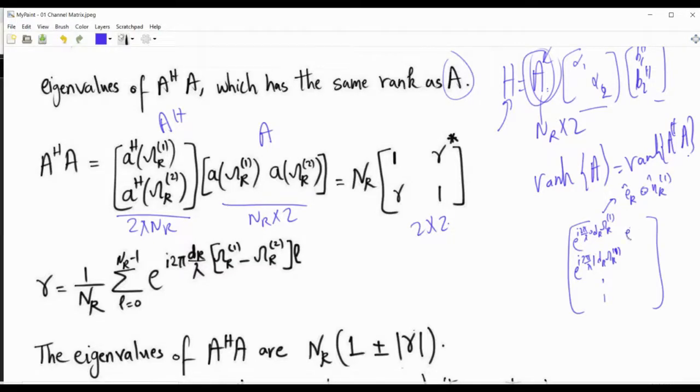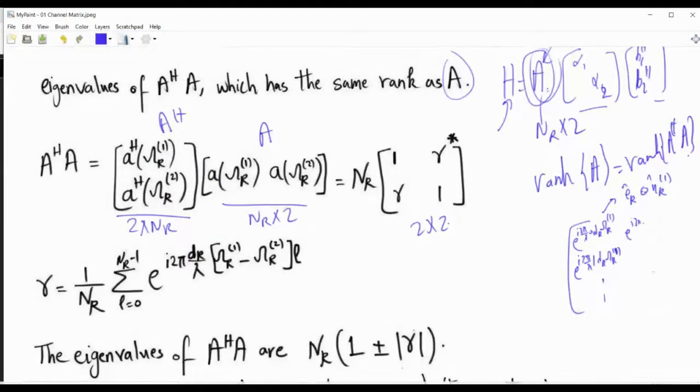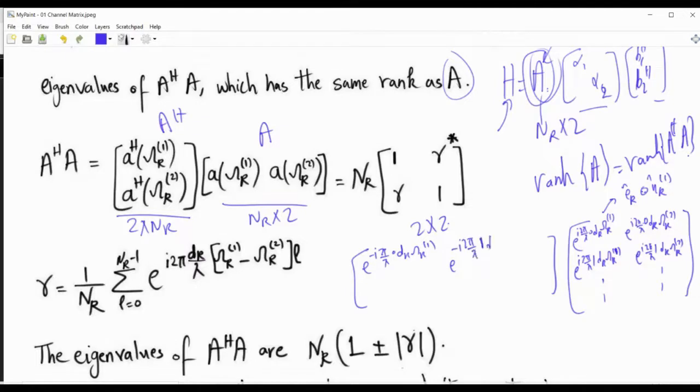The second column will be exactly the same, but you will have the parameter omega r2. So this is e to the i 2 pi over lambda 1 dr omega r2 and so on. What we do is multiply this matrix from the left by its Hermitian. Those entries will have a minus sign: e to the minus i 2 pi over lambda, then 1 dr, then omega r1, and so on.